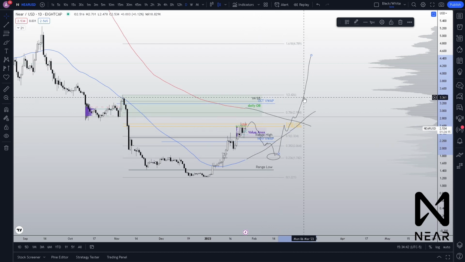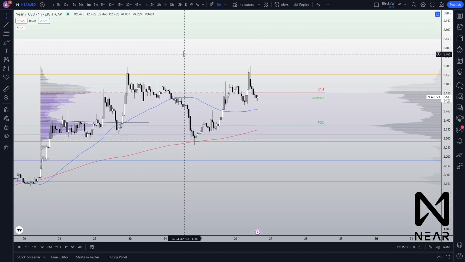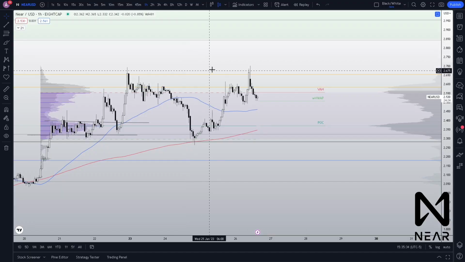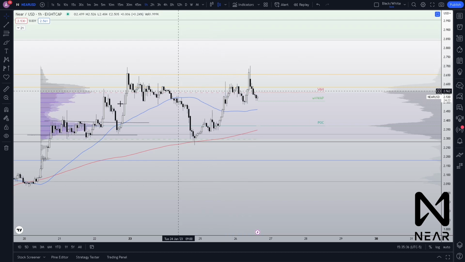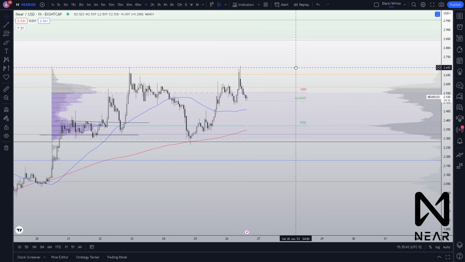We'll go over some key levels that Near protocol has to keep or break in order to be bullish or bearish. So I do believe we are due for a retrace here, and price action is looking fairly exhausted at the moment. We're seeing some sort of distribution here, and I believe we can see a little bit more ranging and some sort of manipulation before a move down.